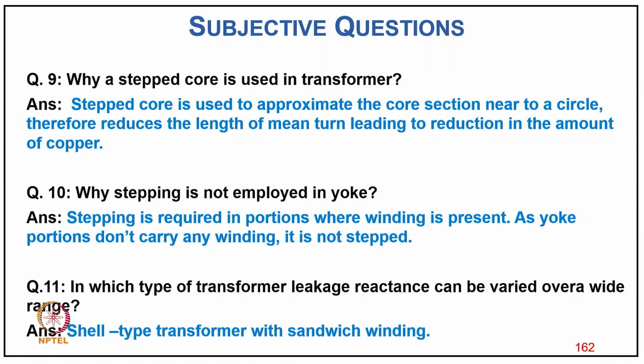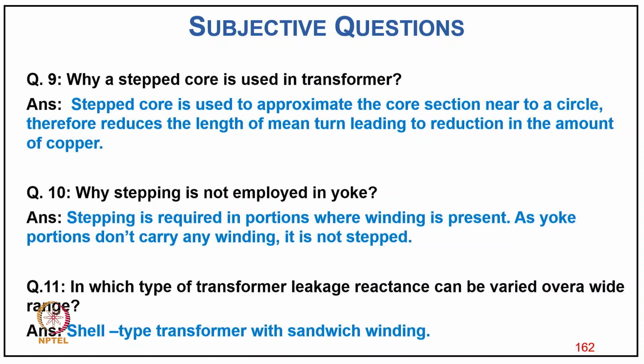Why is a stepped core used in a transformer? A stepped core is used to approximate the core section to a circle. This reduces the length of mean turn, diameter, and the amount of copper. Why is stepping not employed in the yoke? The yoke is the portion where the winding is not present. As the yoke portion does not carry the winding, it is not stepped.